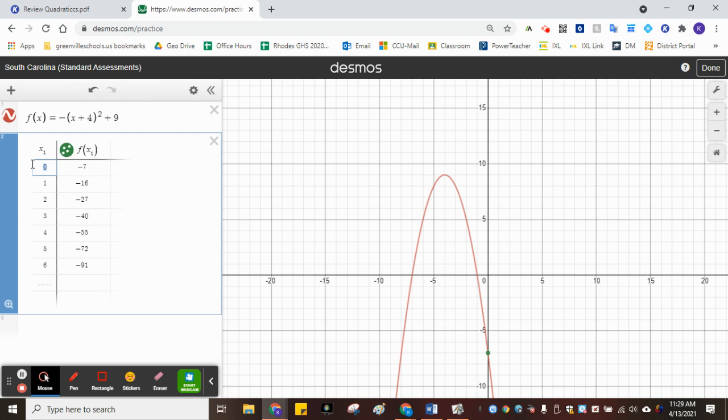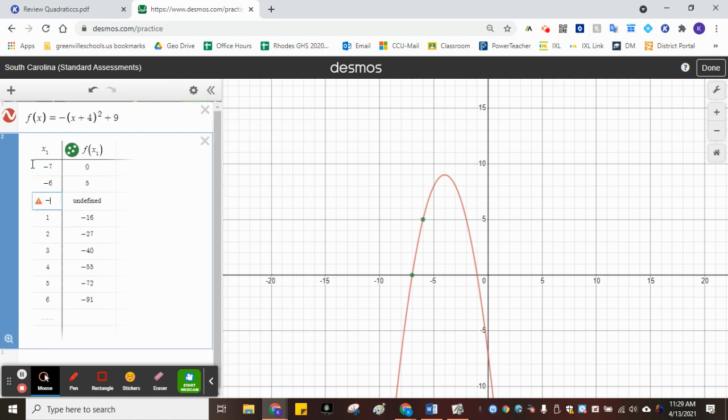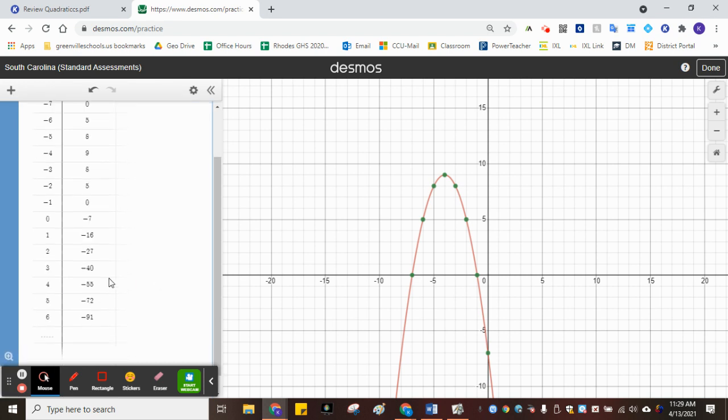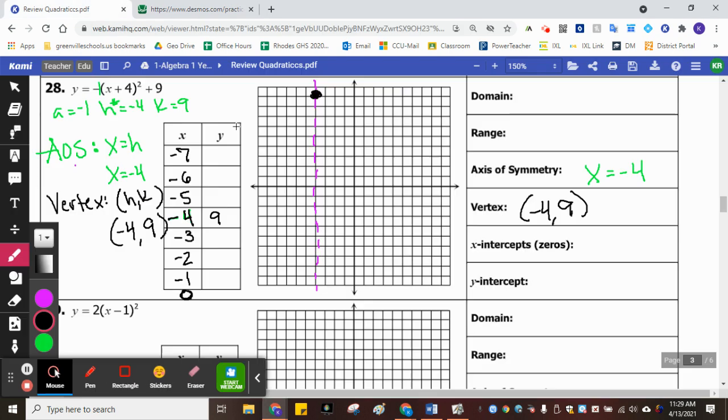I'm just going to change these to -7. I have a million points. I don't need to graph all of them, but the y values are 0, 5, 8, 9, 8, 5, 0, for x from -7 to 0.